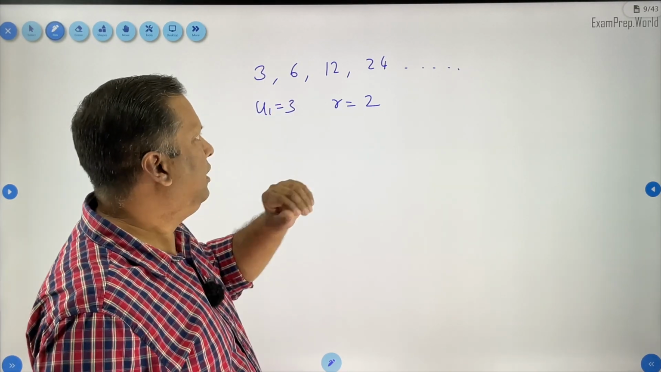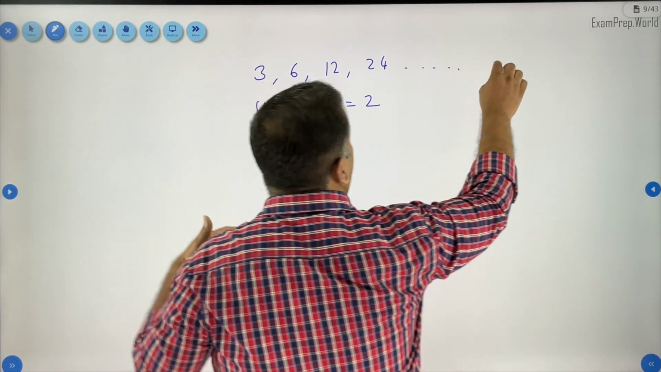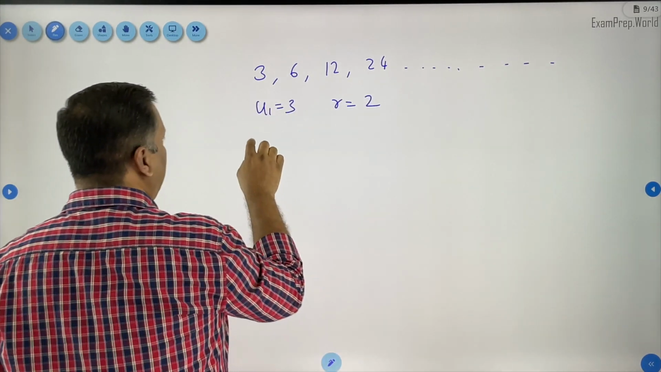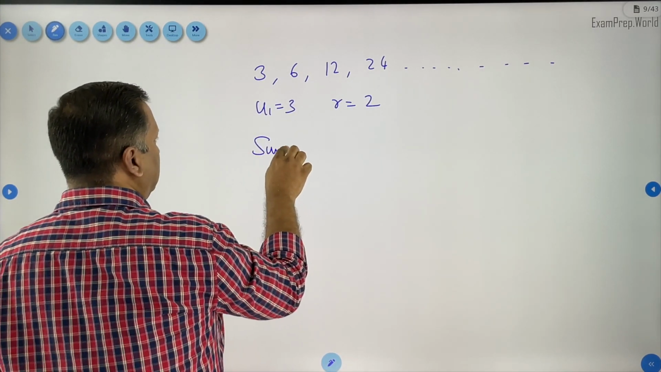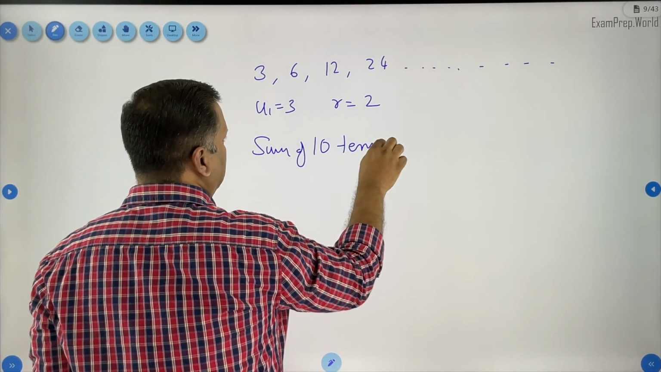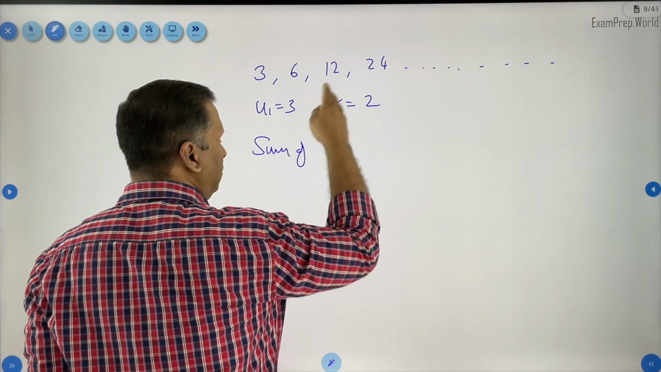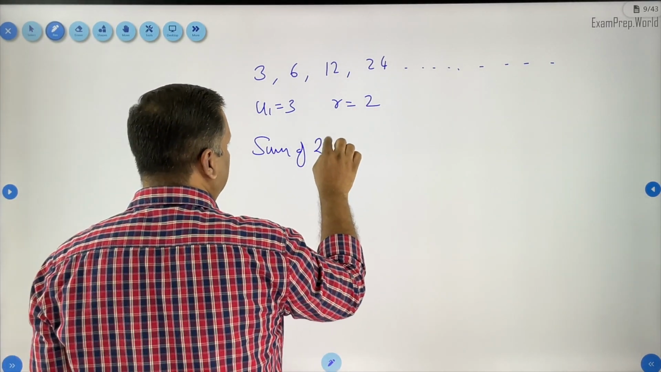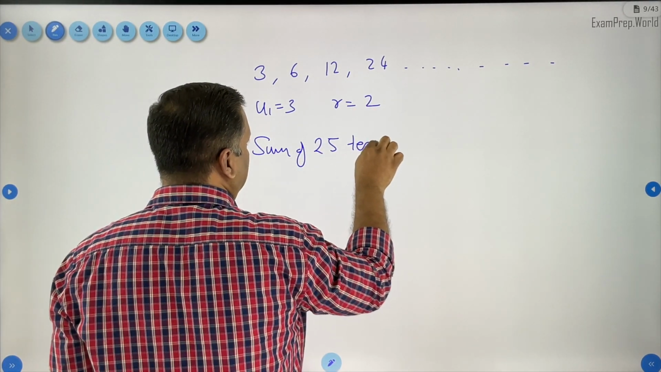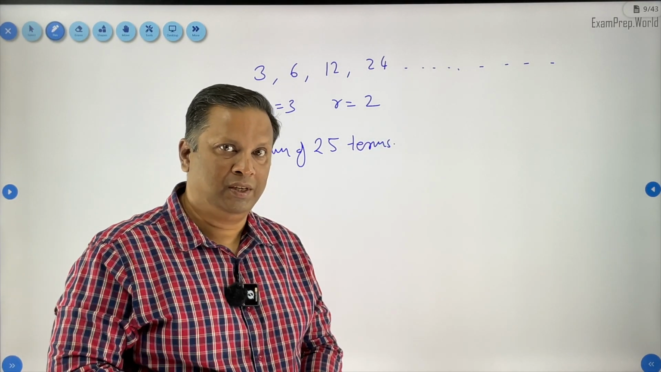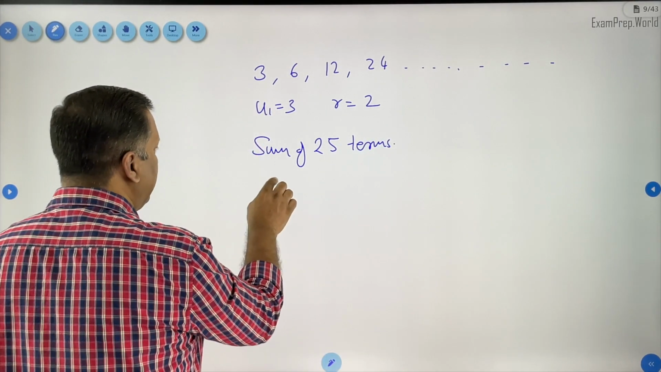Now if I have to add, suppose this is only 4 terms. Suppose there are some x number of terms here, and somebody tells you to find the sum of 10 terms. Some kids will write out 10 terms and then slowly add. Or the sum of 25 terms. This becomes difficult manually, so we need a formula for this. So let's write a formula.